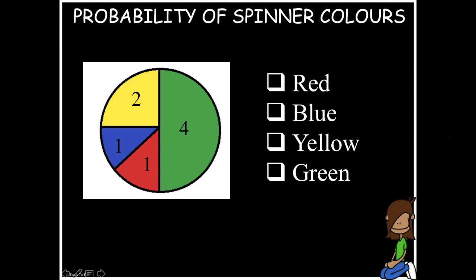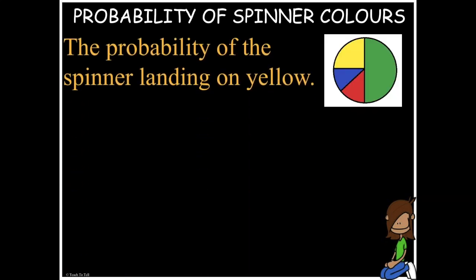So we've looked at the language and we have looked at the probability and chance with six-sided die. Today we are looking at colored spinners. So the spinner does not have even colors, but we can still determine the probability. So the probability of a spinner landing on the yellow would be 2 out of 8.